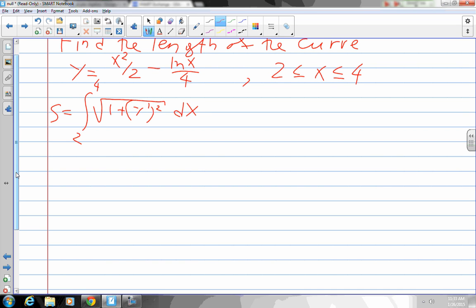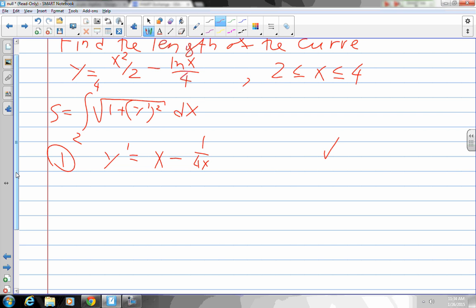Okay? So we'll take steps. First step is to take the derivative. Just find y prime. We're going to take it slowly. So y prime, what is that going to equal? x minus 1 over 4x. Straight up derivative. So that's nice. That's friendly.